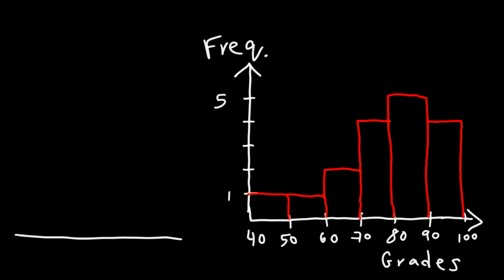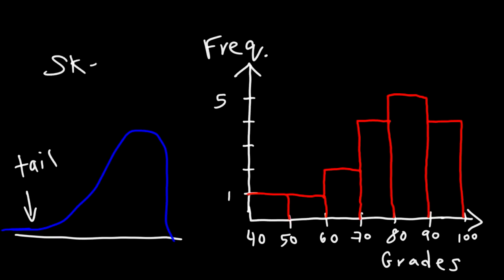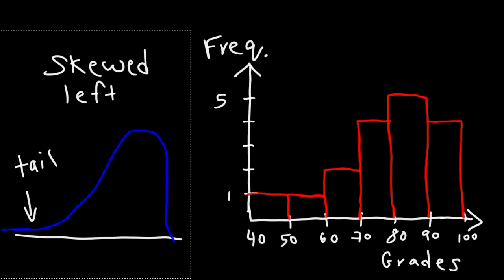So our data has this type of shape. Notice that we have a long tail on the left side. Therefore, this type of data, we could say it's skewed to the left, or it has a negative skew. It's not skewed to the right, and it's not symmetric.